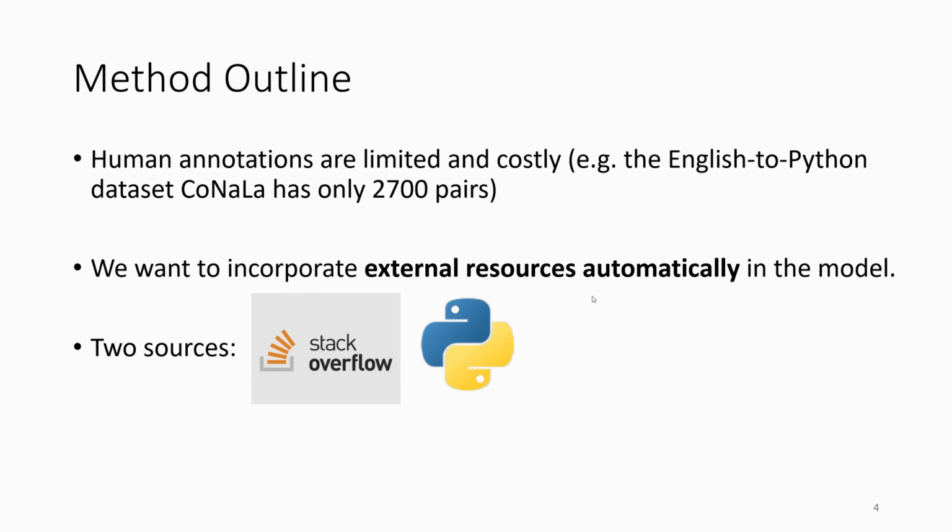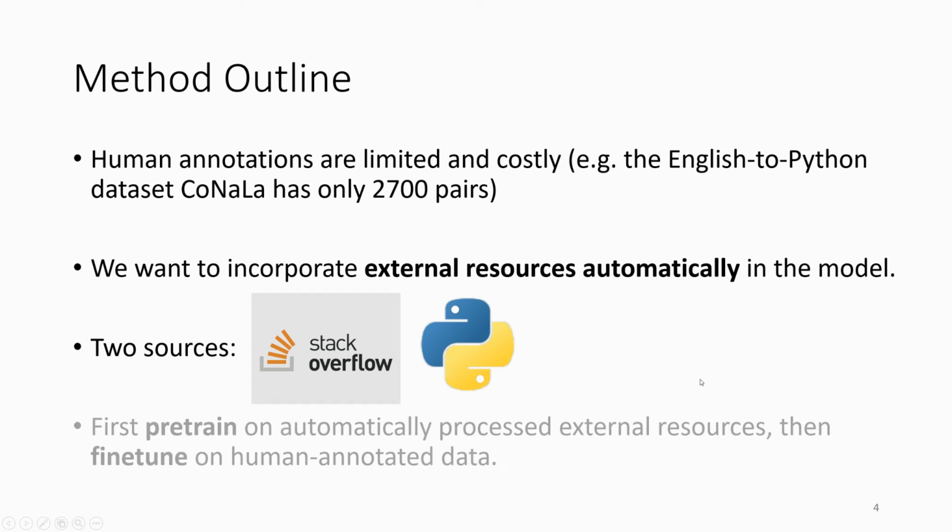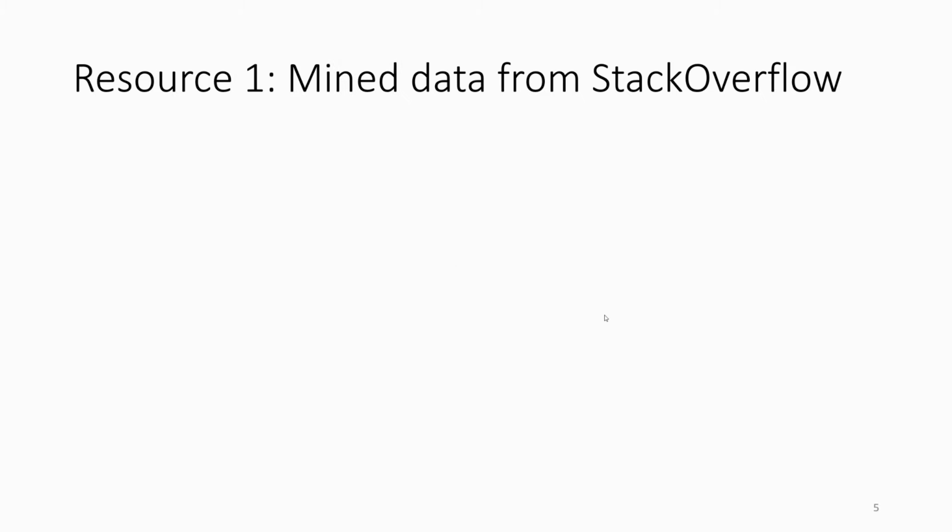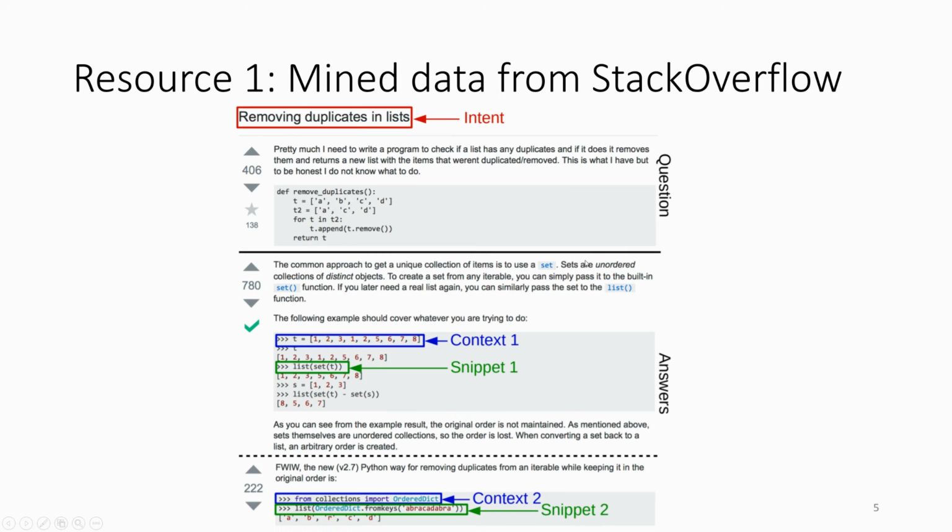Naturally, we come upon two sources. The first is the Stack Overflow website, and the second is the Python API documentation. Our strategy is to first pre-train on automatically processed external resources and then fine-tune on human annotated data. The first resource we use is the mined data from Stack Overflow. Take a look at this screenshot from Stack Overflow. We can treat the question as a natural language intent and the answer snippet as the target code.